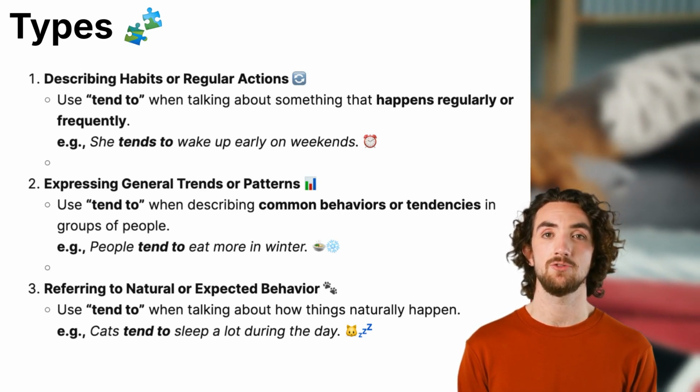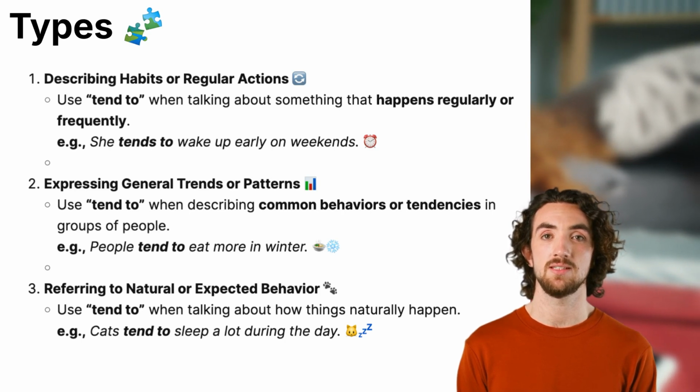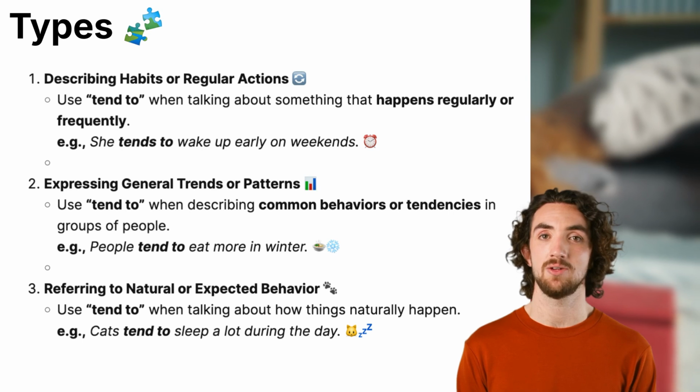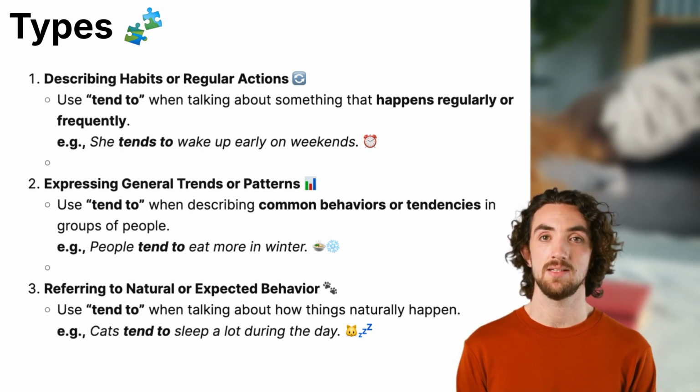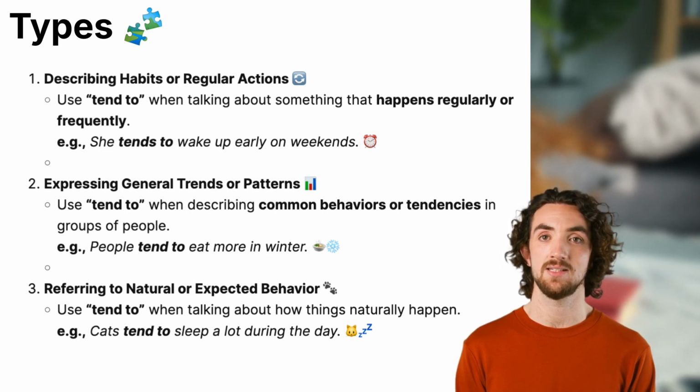3. Referring to natural or expected behavior. Use tend to when talking about how things naturally happen. Example, cats tend to sleep a lot during the day. This means that it's normal for cats to sleep a lot.